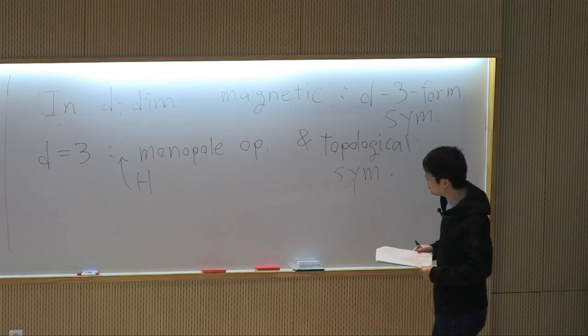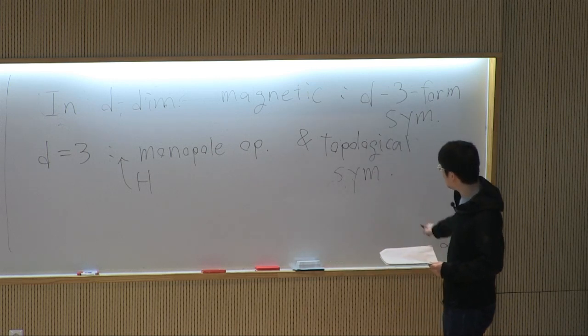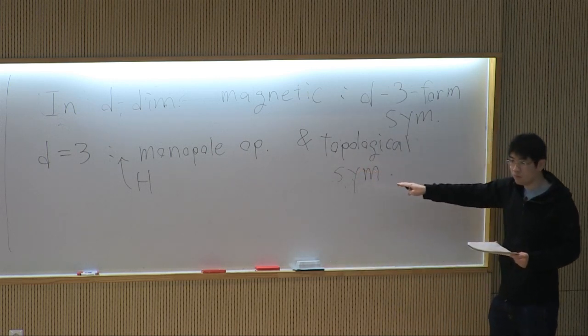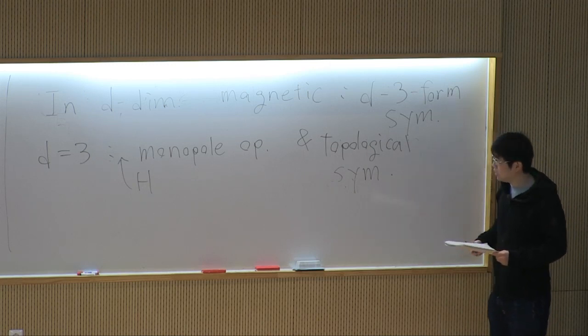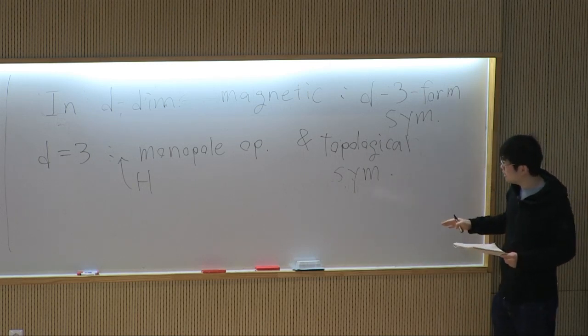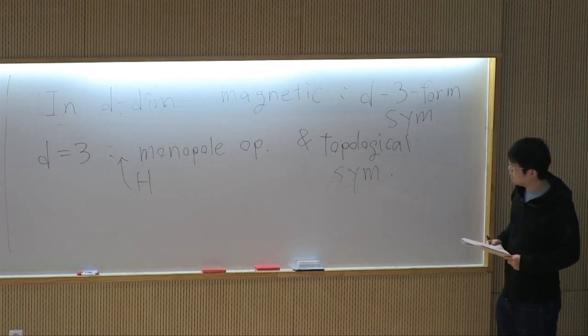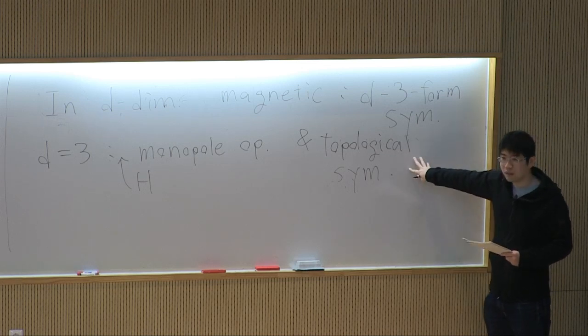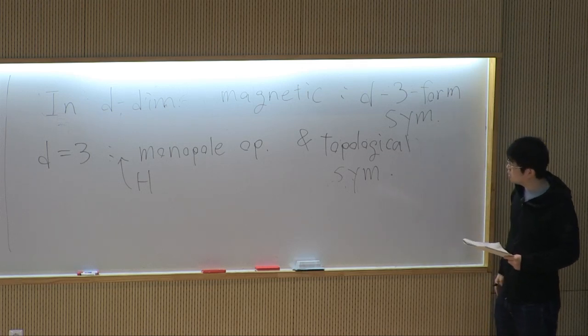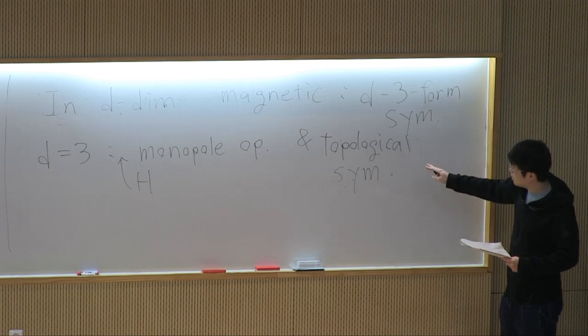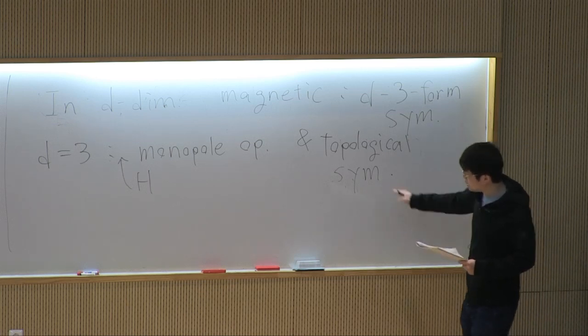So U(1) gauge theory in 3 dimensions has the monopole operator and topological symmetry. And this is really very important in the study of 3-dimensional gauge theories. In my lecture, I don't use this case of 3 dimensions, but it is a very important concept.